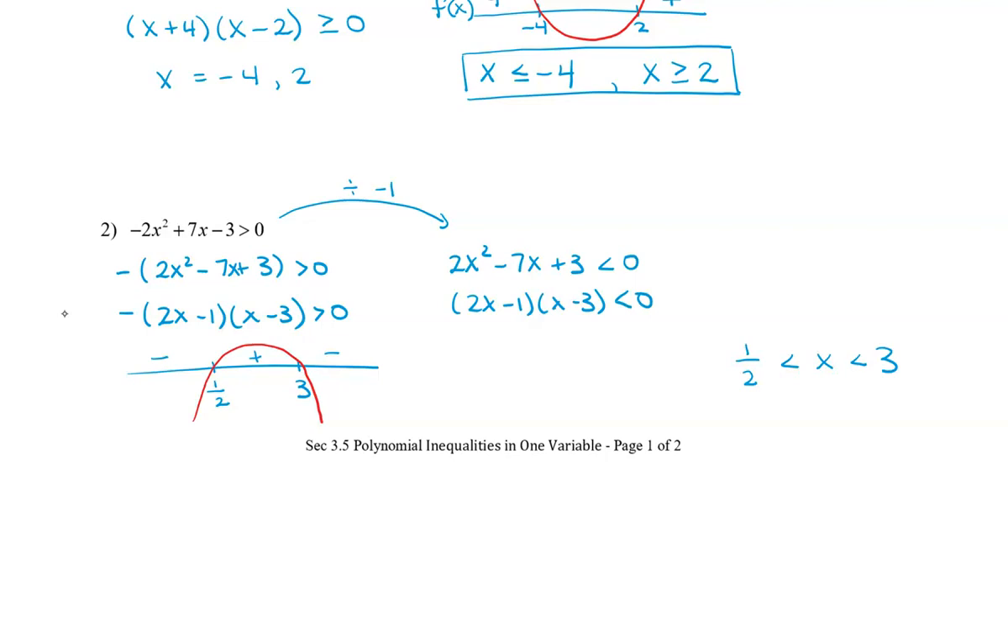This time when I draw my number line, I still have my half and 3, but this time I have a positive leading coefficient, so I'm going to draw a parabola that opens up, which means this is positive, negative, positive. It's different from the first one, but notice that in my question, my inequality is now less than. So according to my graph, the part of the parabola that is less than 0 is again the middle portion, between half and 3. So again, either way, you will get a solution where x is between half and 3.